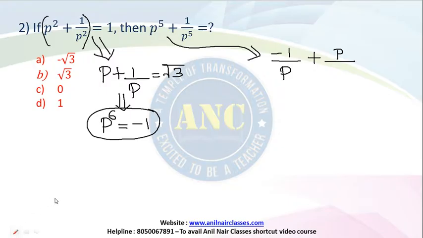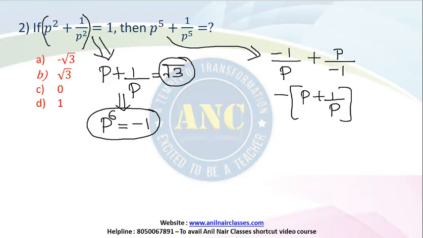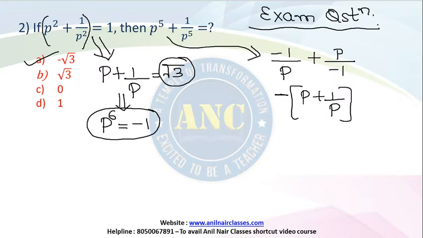Let me directly substitute instead of writing again and again. That means this is minus 1 by p minus p, taking minus as the common factor, p plus 1 by p, and we know directly the value of p plus 1 by p as root 3, and with the negative sign the answer becomes minus root 3. These are all very easy questions, and trust me, this was your previous exam question. The question was very easy in your examination paper also. I hope the idea is clear.